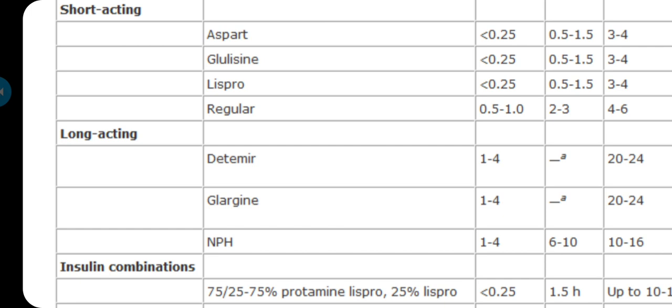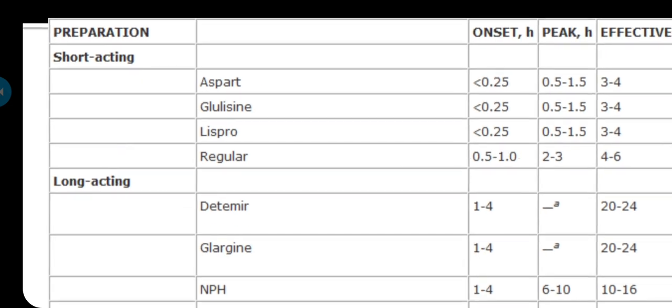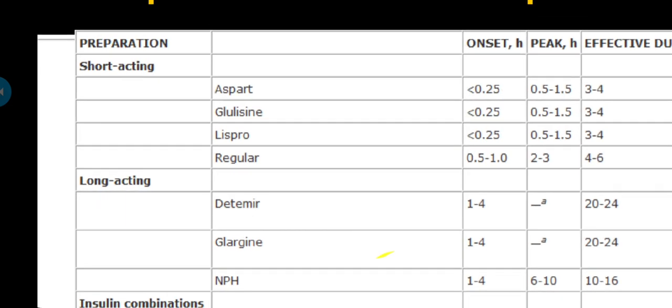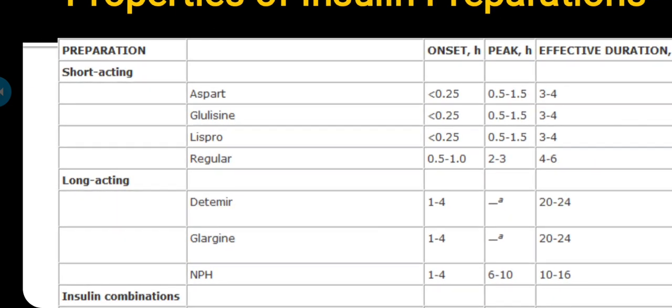They are insulin, but analog insulin means there is some structural modification from the normal human insulin to enhance their pharmacokinetic effect. Okay, so the short-acting insulins are aspart, glulisine, lispro, and regular, and the long-acting are insulin detemir, glargine, and NPH. There is also a newer addition in the long-acting insulin, called insulin degludec. So look here, onset of action for short-acting aspart, glulisine, lispro is very rapid, within 15 minutes, and they reach peak early, within half an hour to 1.5 hours, and effective duration is 3 to 4 hours.